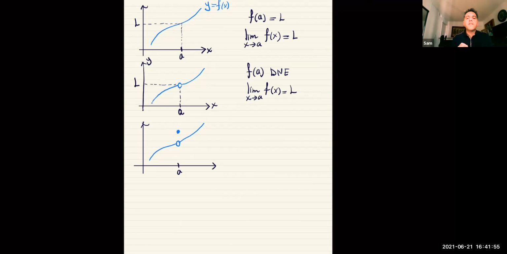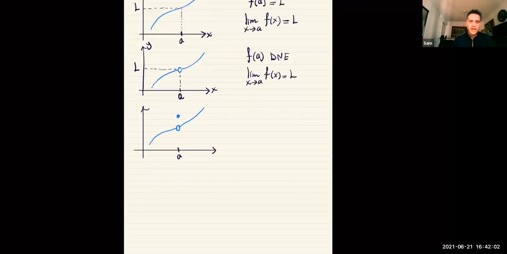This type of discontinuity is called a removable discontinuity. We'll study this in section 1.8. But here again, the limit is L, but the value of the function is something else. Let's call that y value B. So notice here that f of A is equal to B.